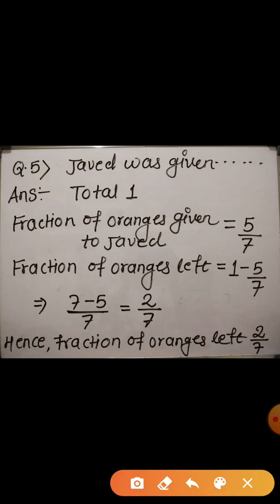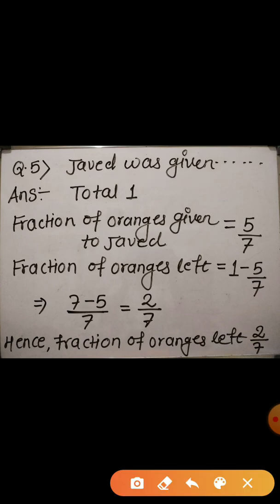Now coming to the question number 5. Children, I am going to read the question. You all please look into your textbook. The question number 5 is, Javed was given 5 upon 7 of basket of oranges. Then what fraction of oranges was left in the basket?